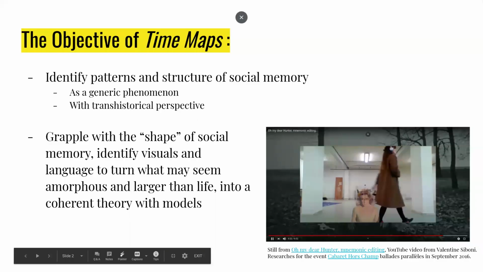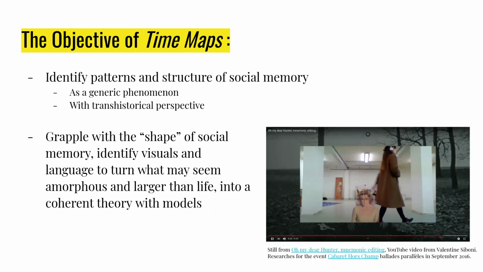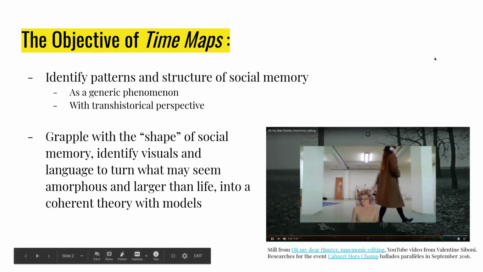Okay, so the objective of the book was to identify patterns and structure of social memory. In Zerubavel's own words, he wanted to identify the common generic underpinnings of the social structure of memory and to develop a transcultural as well as a transhistorical perspective on social memory as a generic phenomenon. So he's really looking at things at a macro level.